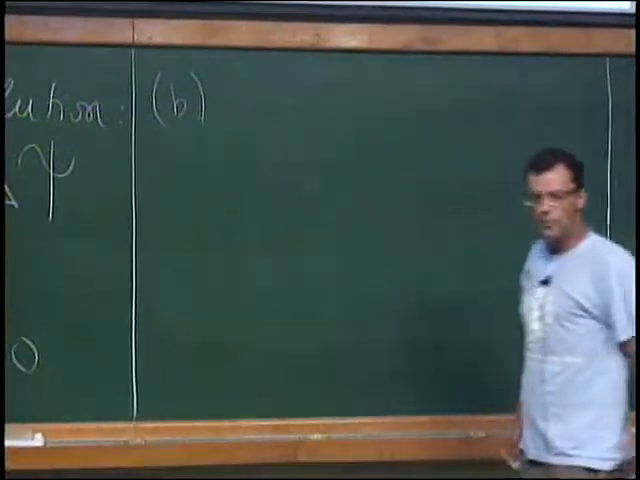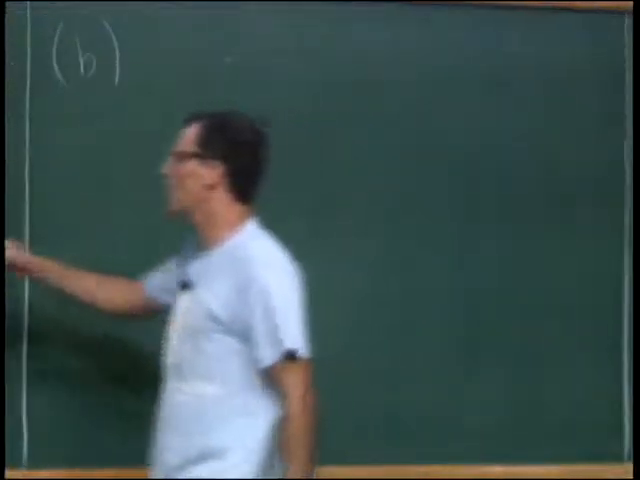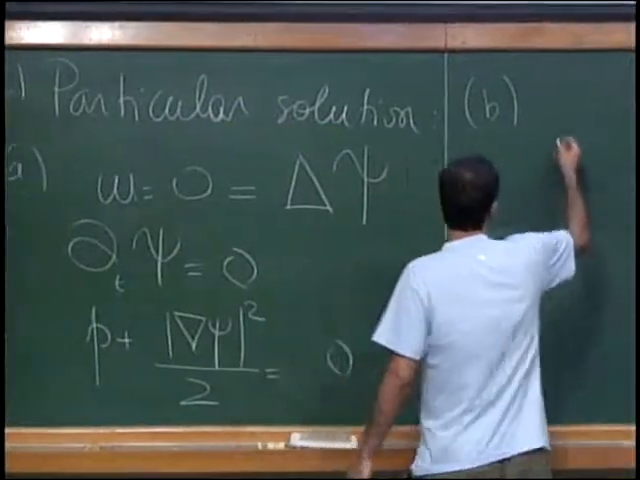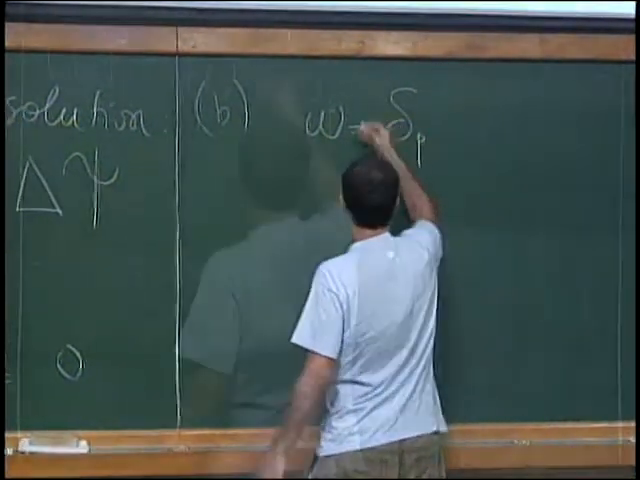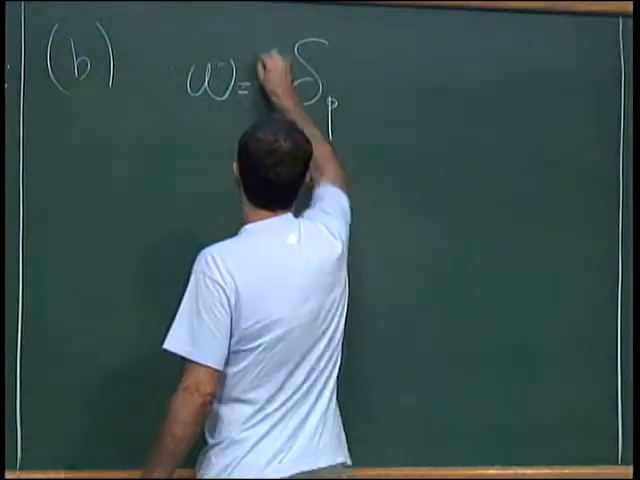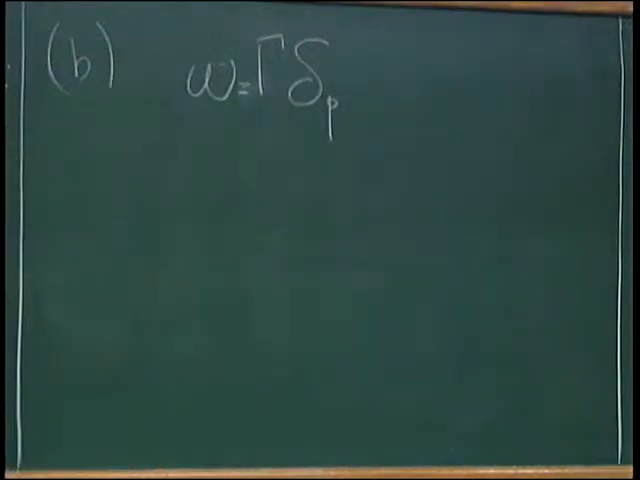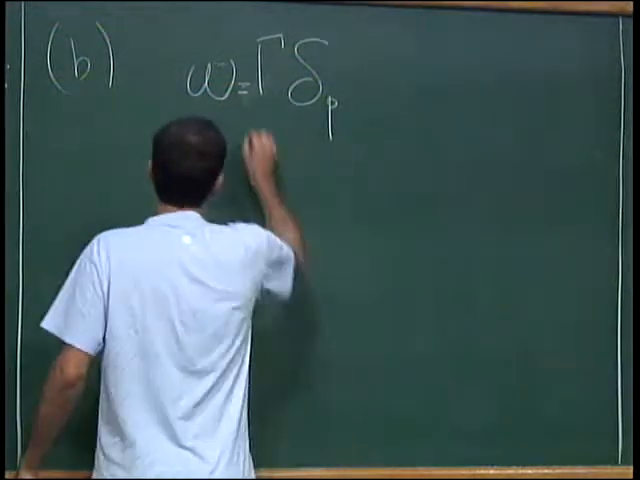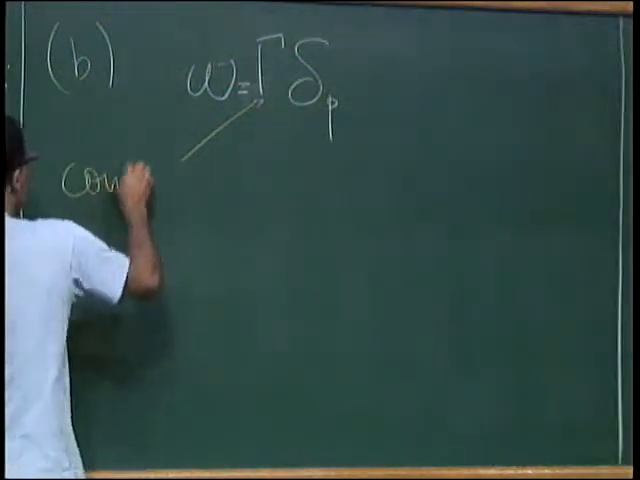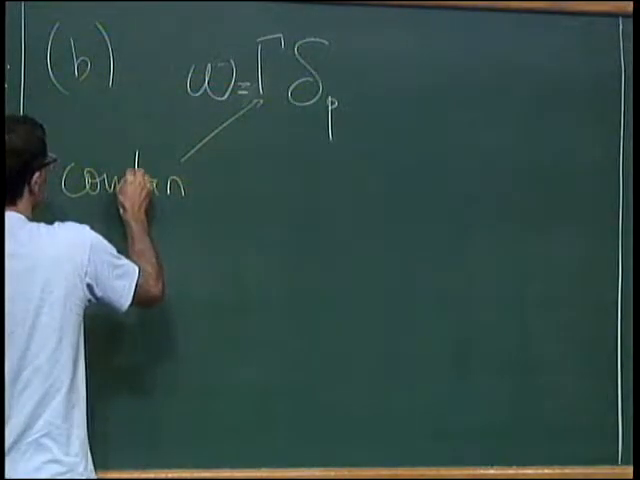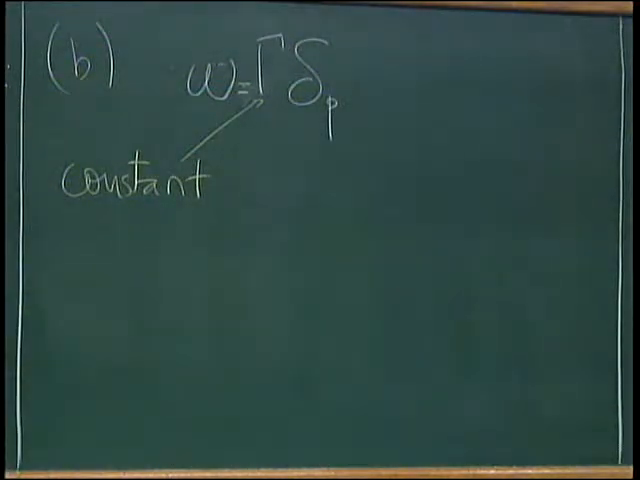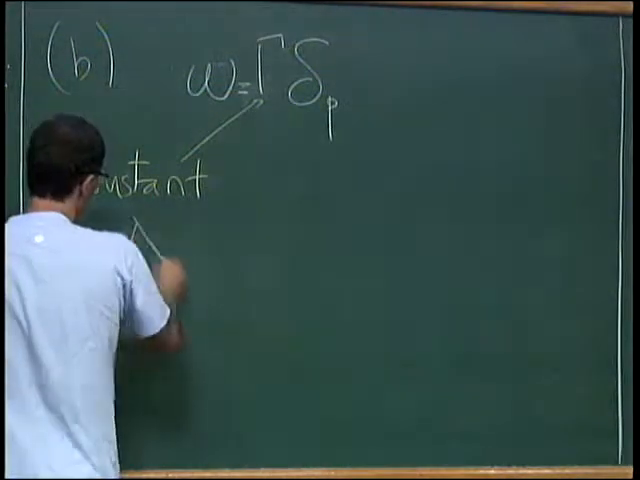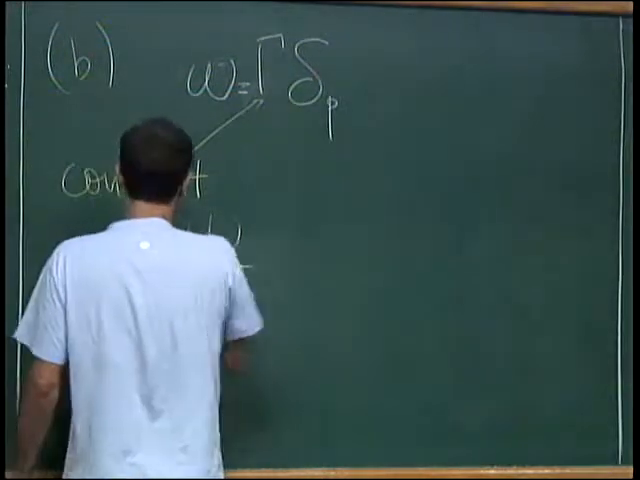Well, the next step was to violate this at a single point. And in order to get something that is non-trivial, I must take omega as a delta measure, in fact. And this gamma here is a constant, is just what I will call the vortex intensity. This will be the vortex intensity. So if I take this, I must find a psi that satisfies this equation.